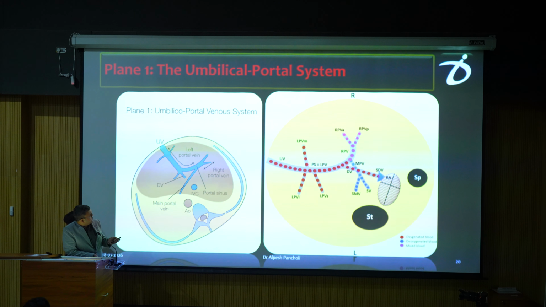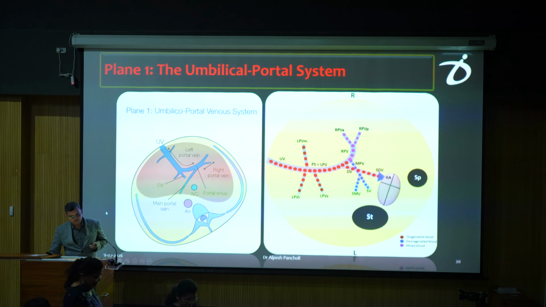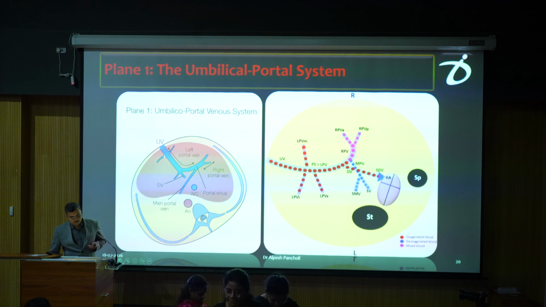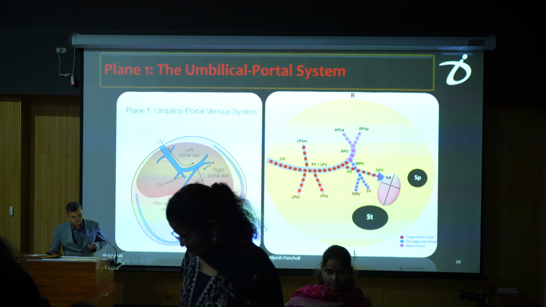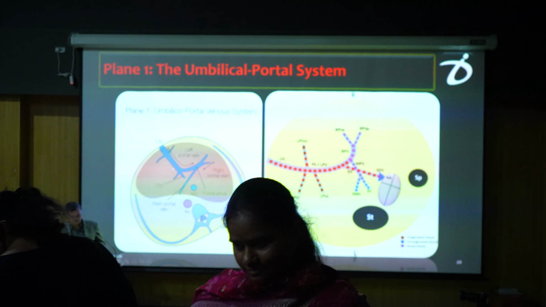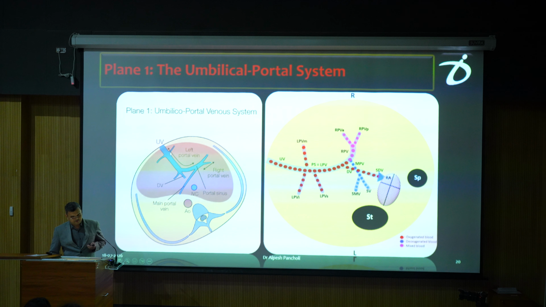So here we have the main portal vein, which is joining the portal sinus, and it is giving rise to the right portal vein, that is dividing into anterior and posterior branches, and the left portal vein. And the umbilical vein here up to the level of the inferior left portal vein. Now it is known as the left portal vein, which has three branches, that is the medial left portal vein, inferior left portal vein, and the superior left portal vein.